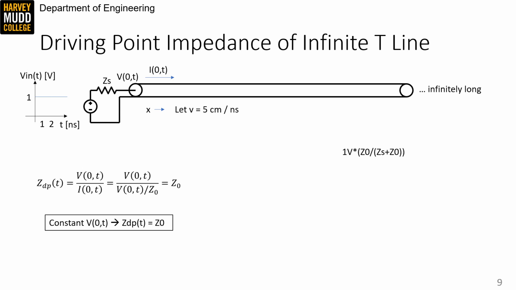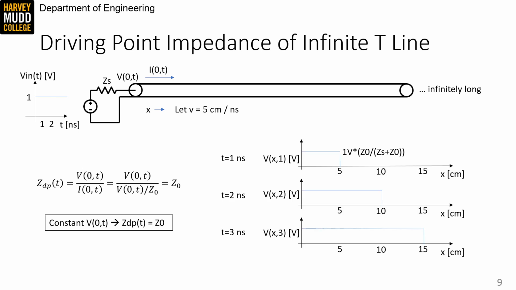The value of driving point impedance has a few other effects. First, if we look at the wave propagating down the line, we can see that the height is set by a voltage divider between Zs and Zdp. So this voltage on the line is given by Z0 over Zs plus Z0.